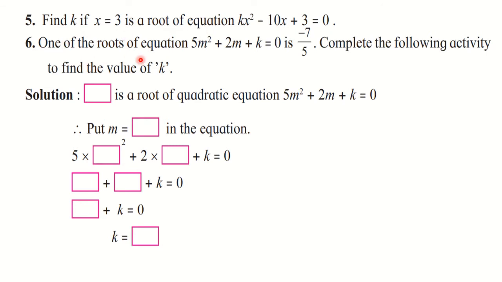Like see here, one of the roots of the quadratic equation 5m square plus 2m plus k is equal to 0 is minus 7 upon 5. So this is the root given that you are going to write here. Minus 7 upon 5 is a root of the quadratic equation, and therefore put m is equal to minus 7 upon 5. It means the variable we replace by that root, and afterwards solve it to get the value of the unknown. Okay, so exactly similar questions.